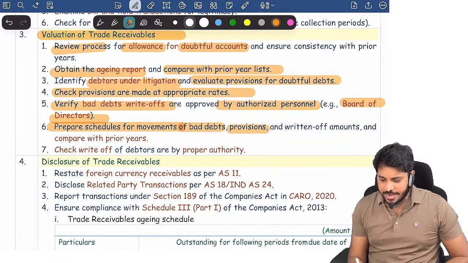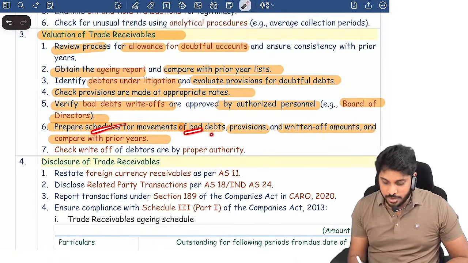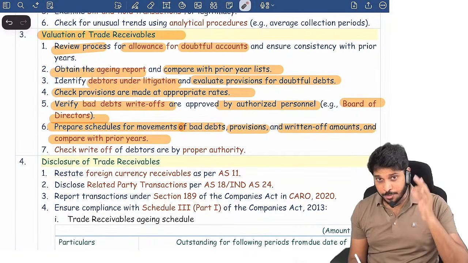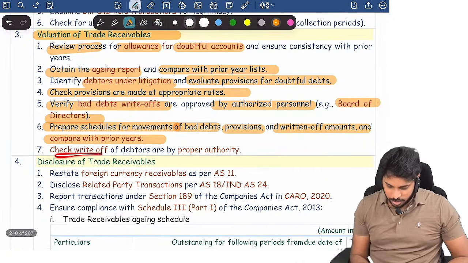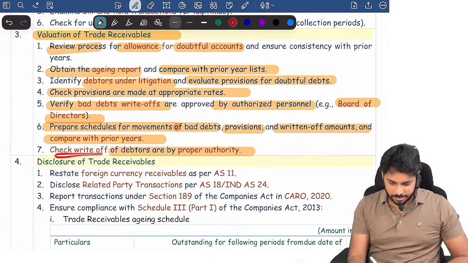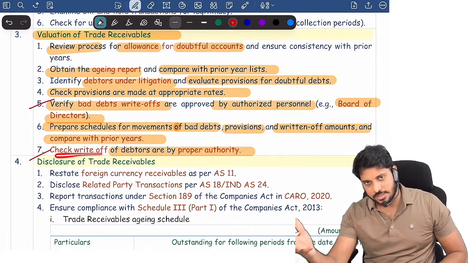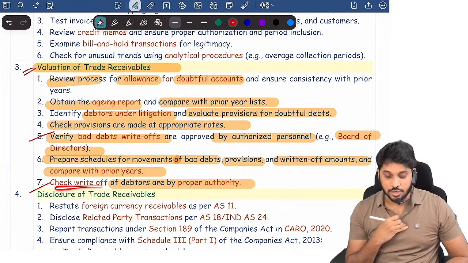Prepare movement of bad debts, provisions and write-off amounts and compare with last year. How much bad debt in this year, last year? How much is the provision in this year and last year? Write-off amounts, all that. Check that write-offs are under proper authority. The fifth point and seventh point are repetition. Yes, the same point they're communicating, but that's what they have given in the book, and that's what we also mentioned here. That's it. These are the points that we need to check for valuation.